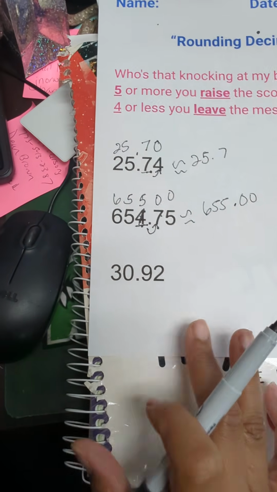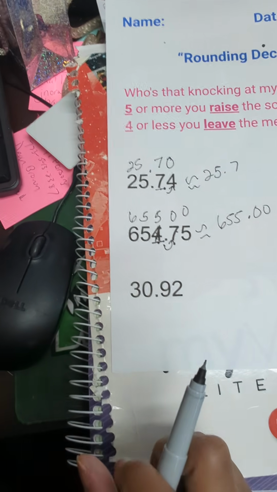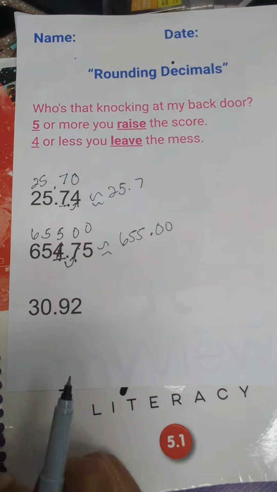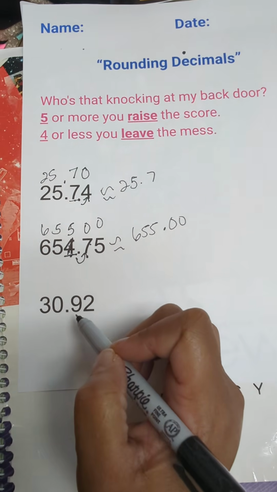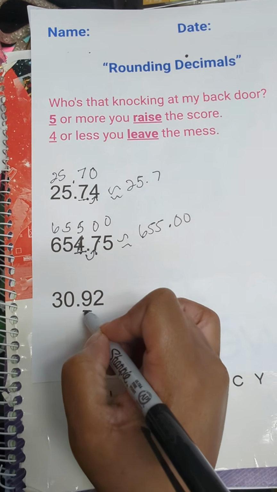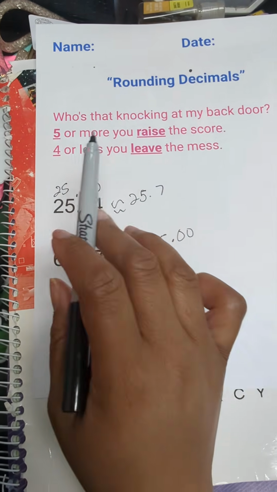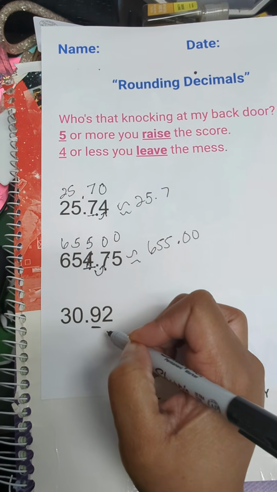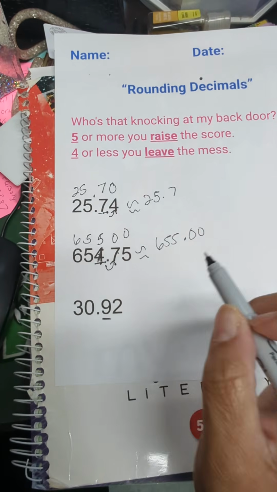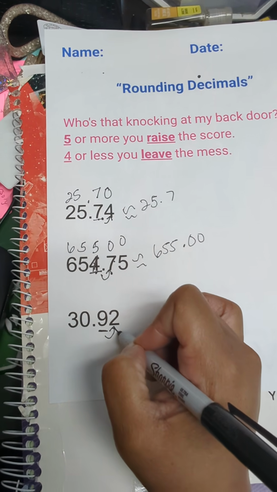Last example for tonight. All right, this number, we're rounding to the nearest tenths place. First, you want to identify the number in that place value. We have a digit 9 in that place value, okay? Now, you want to ask yourself, who's that knocking at my back door? 5 or more, you raise the score. 4 or less, you leave the mess. So the number at the back door is a 2, right?